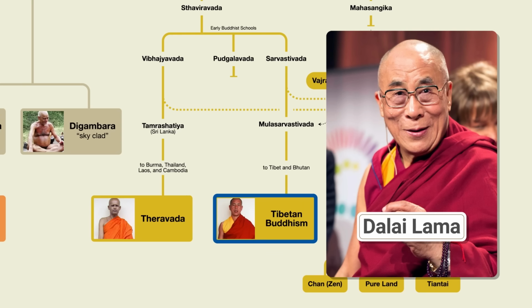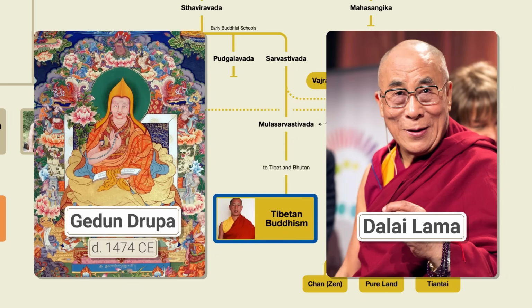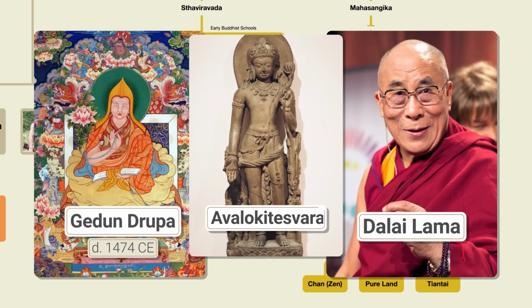He is referred to as the 14th Dalai Lama because the belief is that he is the reincarnation of a man named Gendun Drup, who died in 1474, but continues to be reborn on Earth. In turn, all of the Dalai Lamas are said to be incarnations of a bodhisattva called Avalokitesvara.